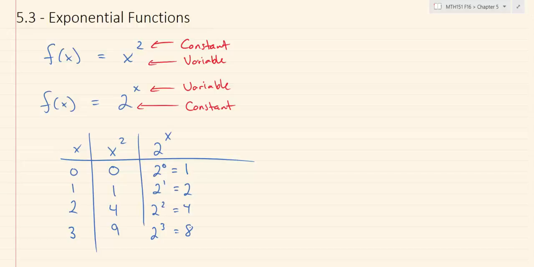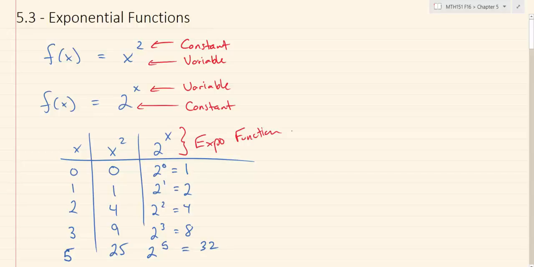Initially, in the early numbers, 0, 1, 2, and 3, x squared grows pretty fast. But as you move on to bigger values for x, for example, 5, 2 to the x is growing faster than the x squared, and it will continue this way. So this is what we mean by an exponential function. An exponential function has the variable in the exponent, and the base is a constant. That's an exponential function. So let's talk about this base.